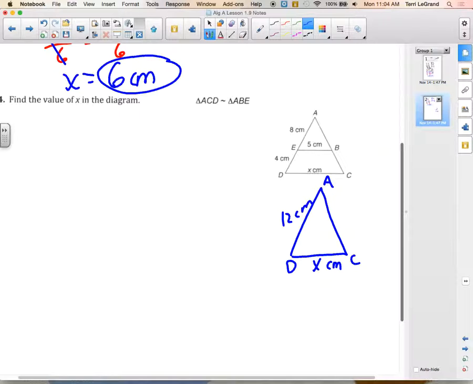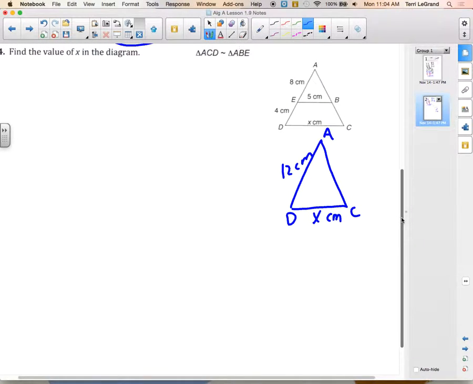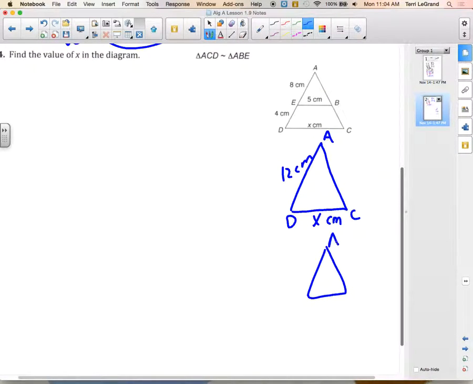Do we know what side AC is? No. Okay, now let's draw our other triangle ABE. So A, the B is here, and the E is over here. What do we know about triangle ABE? Side AE, do we know it? How long is it? 8. It's 8 centimeters. Do we know how long EB is? 5 centimeters. Do we know how long AB is? No. Well, that's okay.